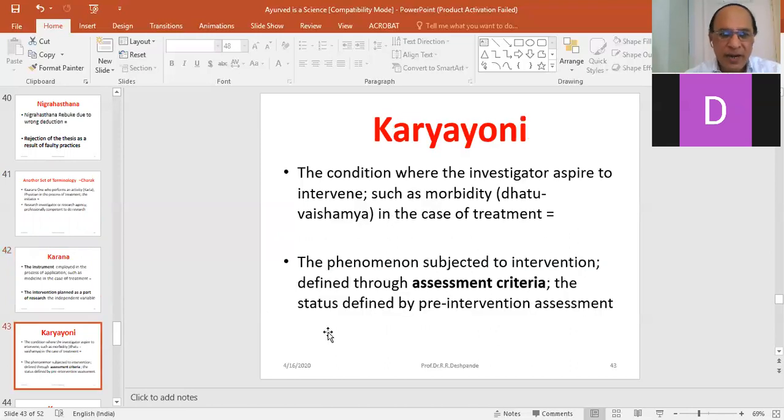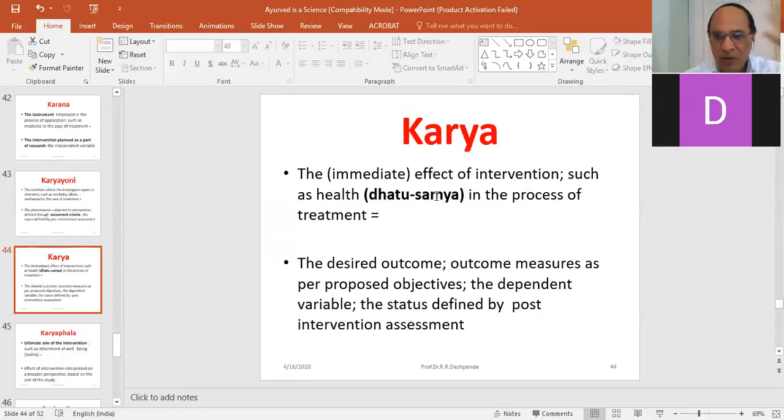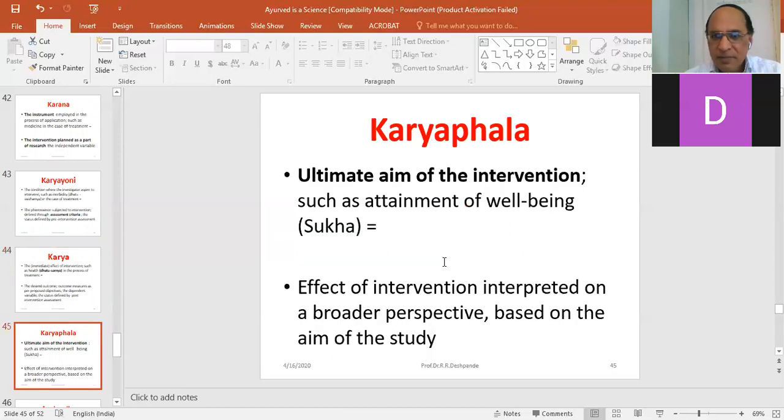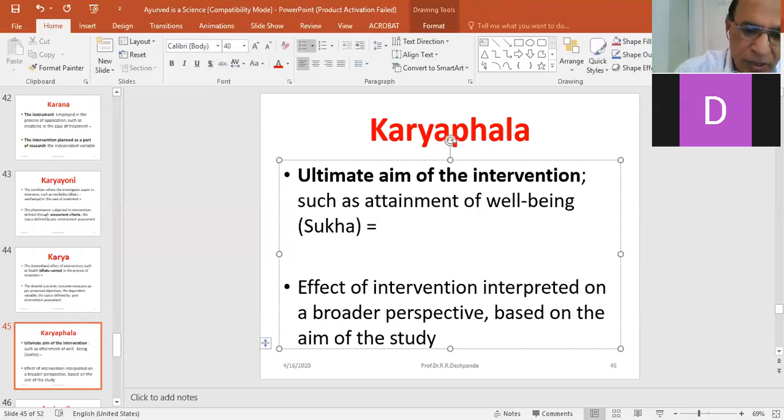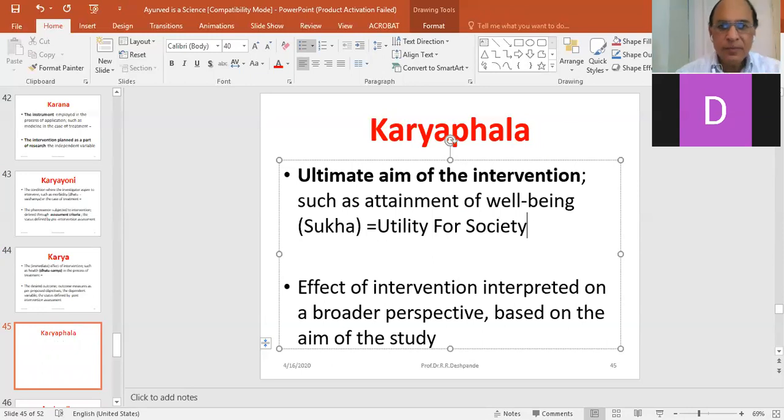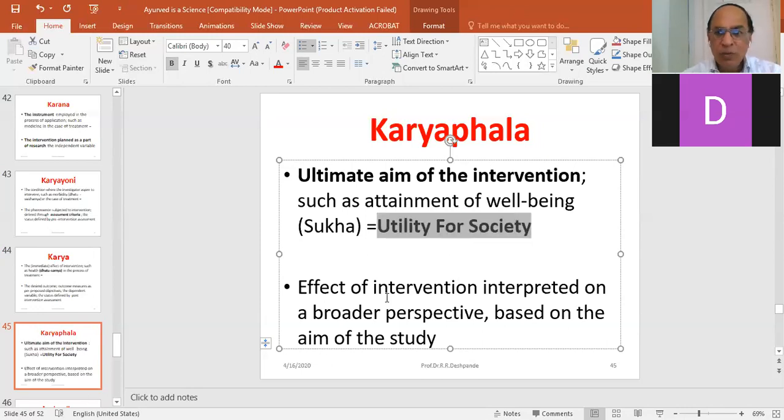Karyayoni, assessment criteria, inclusion and exclusion criteria. Karya, dhatu samya, or whatever our aim is, the karya. Karyaphal, that is the final outcome or utility for the society. I can write down there, utility for society of your research. Okay, so this you may make a little bit bold. Karyaphal. What is the utility of your research? That is Karyaphal. Okay. Next, Anubandha.